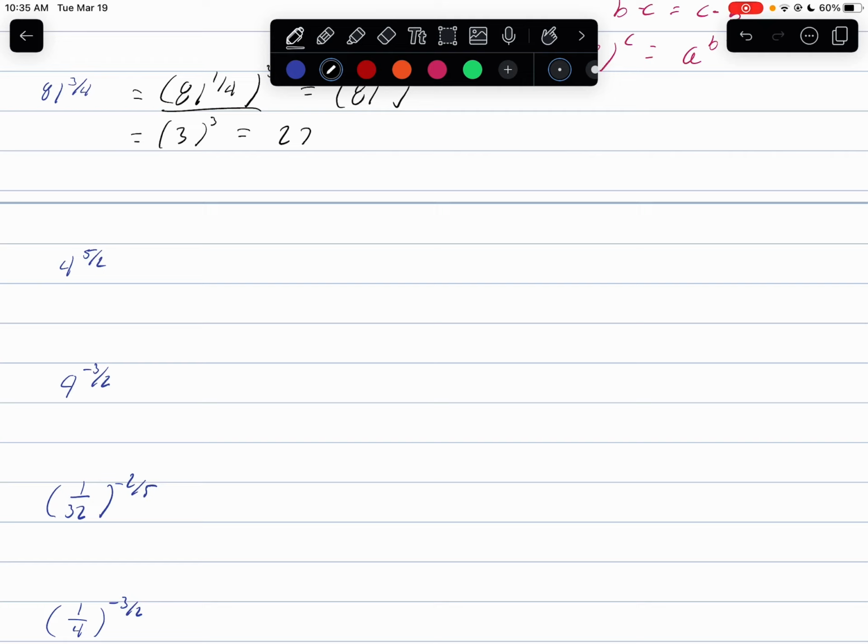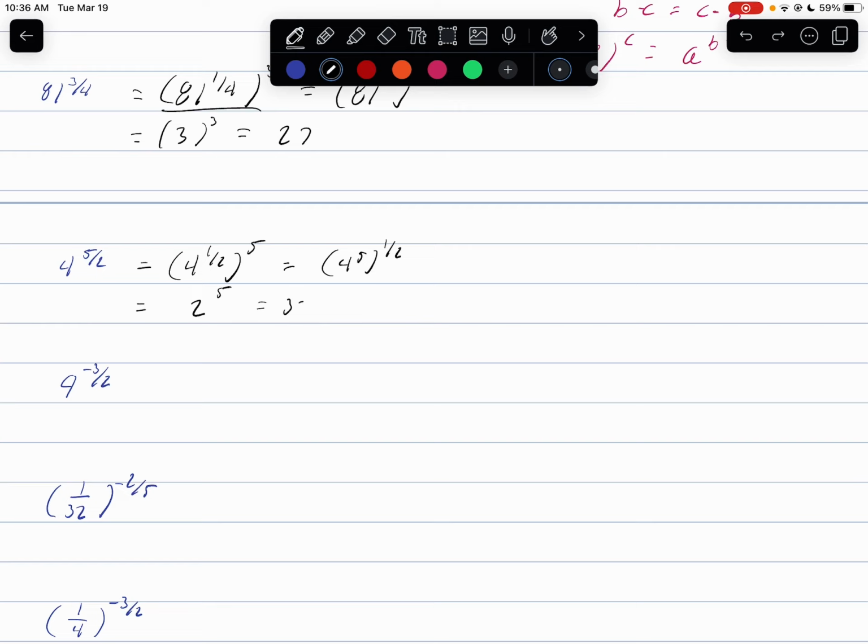Okay, let's look at 4 to the 5/2. So we can write this as 4 to the 1/2 raised to the 5th, or we can write this as 4 to the 5th raised to the 1/2. If we take 4 to the 5th, that's going to give us 1,024. That might not be terrible to find the square root of, but I think it would be easier to find the square root of 4 and take that to the 5th, right? So we know right away that 4 to the 1/2, or the square root of 4, is just going to be 2. And then we'll take that to the 5th. And 2 to the 5th is just going to be 32.